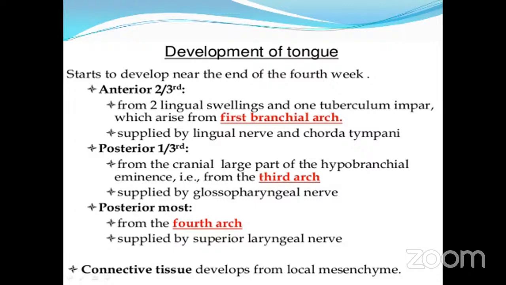The posteriormost part develops from the fourth branchial arch and it is supplied by the superior laryngeal nerve. The connective tissue develops from the local mesenchyme, while the muscles develop from occipital myotomes. In development, we have to remember that it develops near the end of the fourth week.